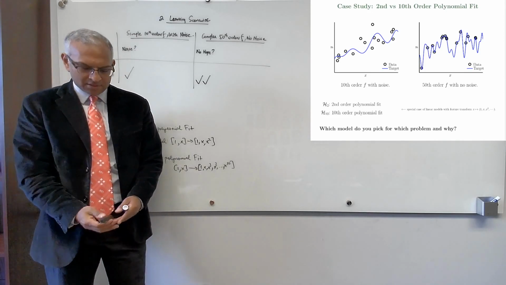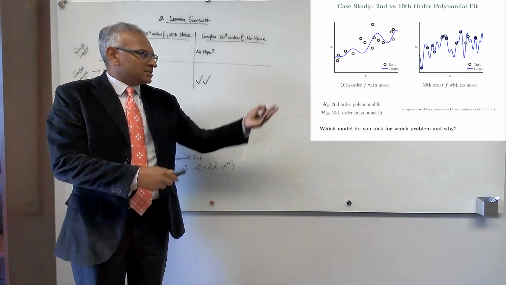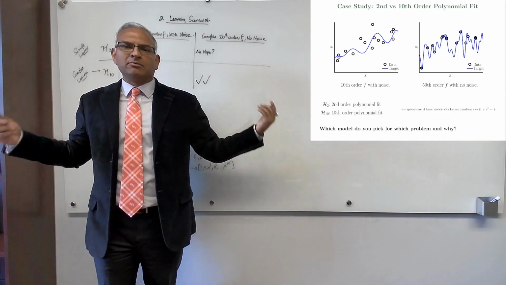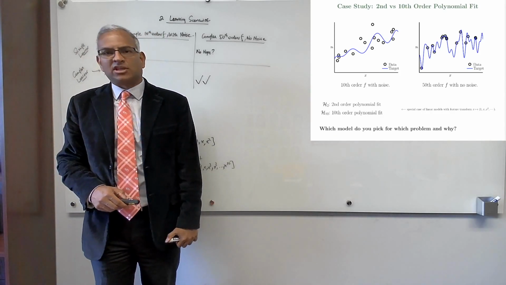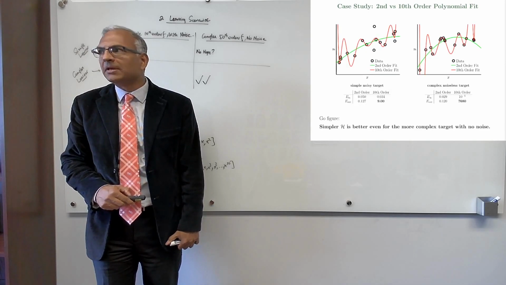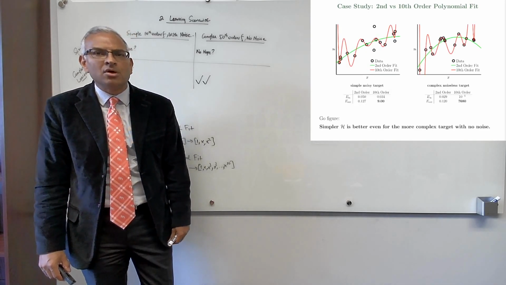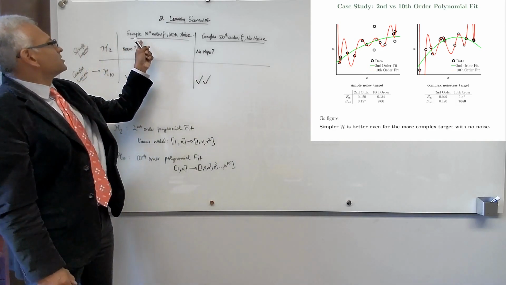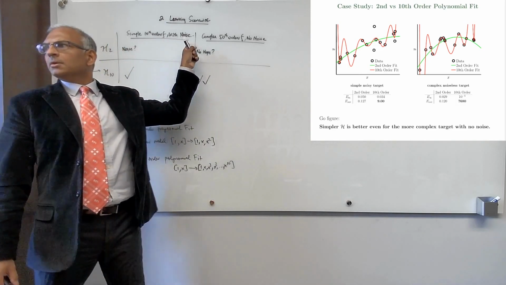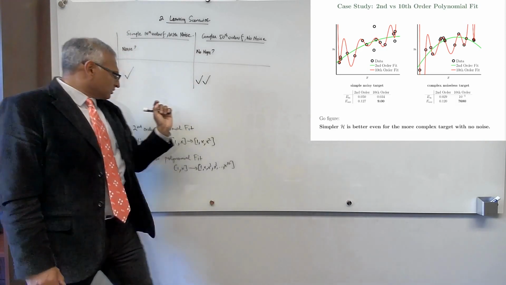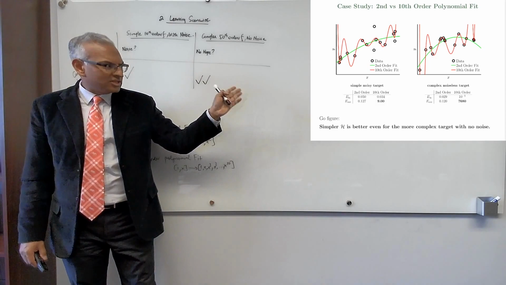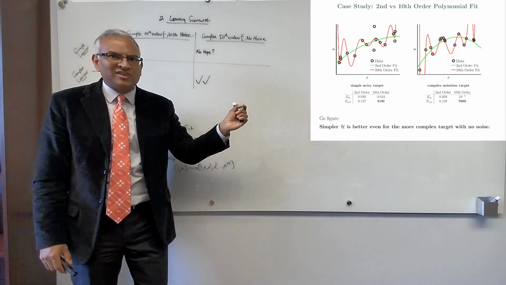Okay, so let's see the results. Now, in this particular example, I can synthetically generate the data, I can synthetically repeat the experiment many times, and I can show you what happens. Okay, and there's a sample of what happens. So when you fit the simple target function with noise, you can either use the second order fit or the 10th order fit.